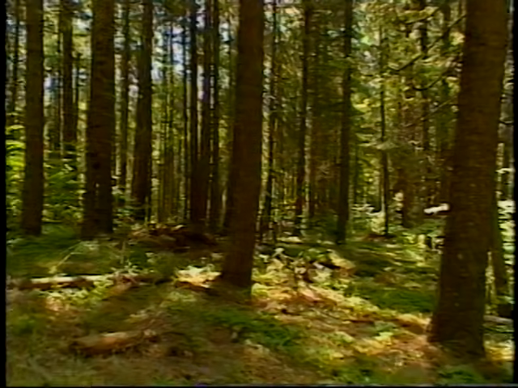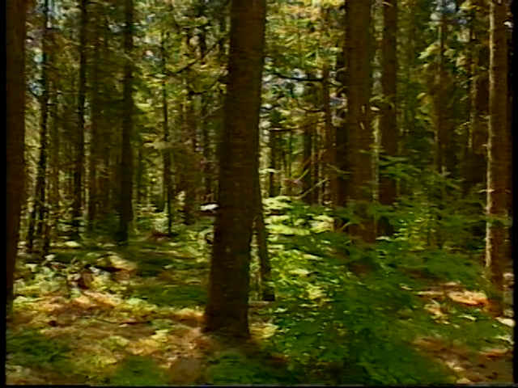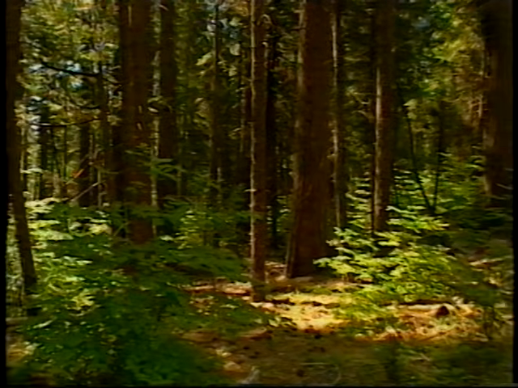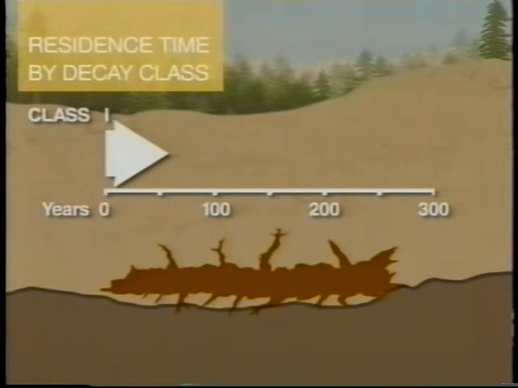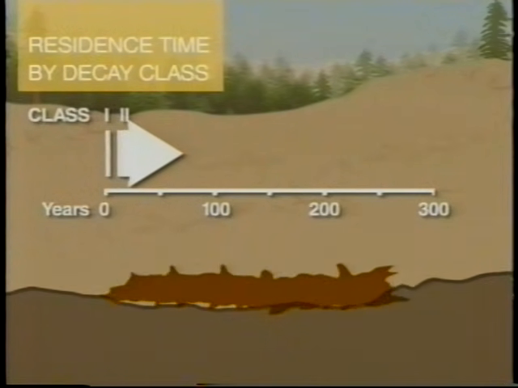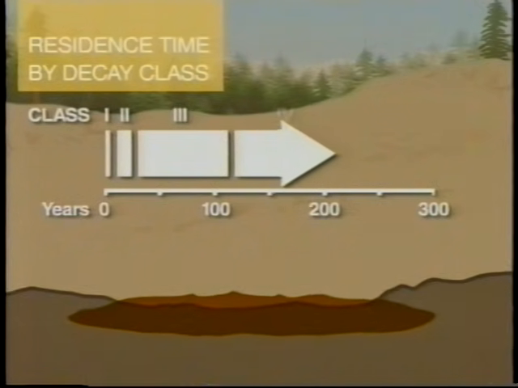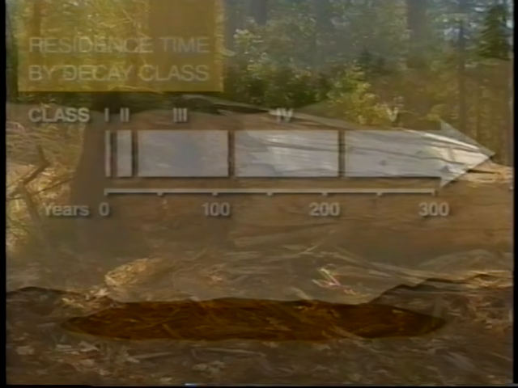Now that we have seen that as logs progressively decay, they provide habitat for a succession of organisms that carry out processes essential to the functions of ecosystems, let's look at residence time by decay class. Note that large woody material stays much longer in decay classes 3 through 5, the ones most important to soil organisms, than in classes 1 and 2. Therefore, you would expect a greater number of class 3 through 5 logs on the floor of a healthy forest.